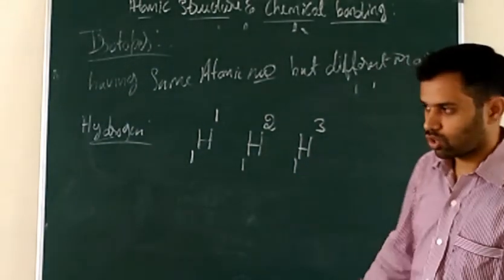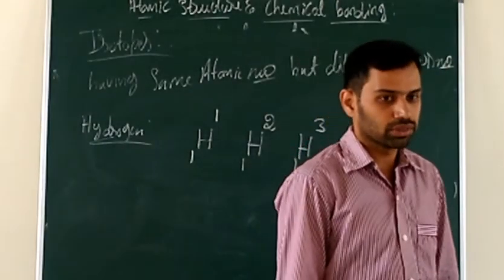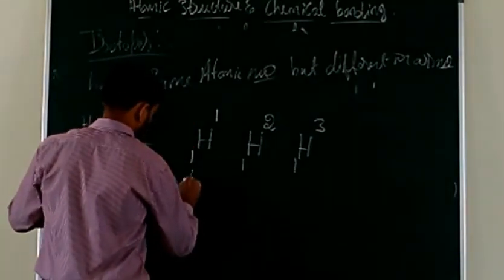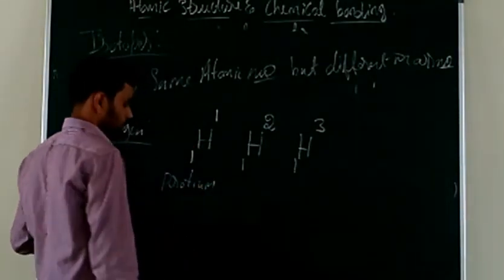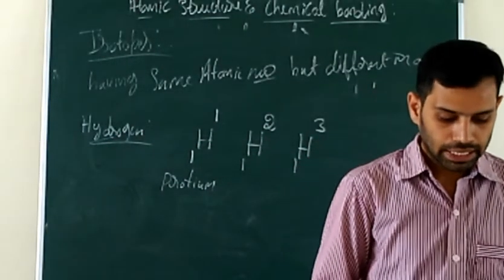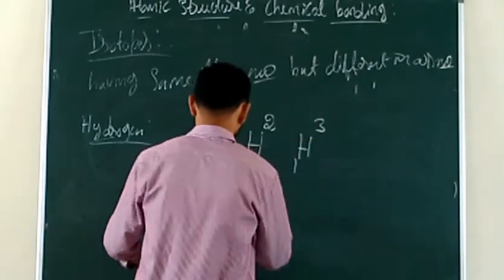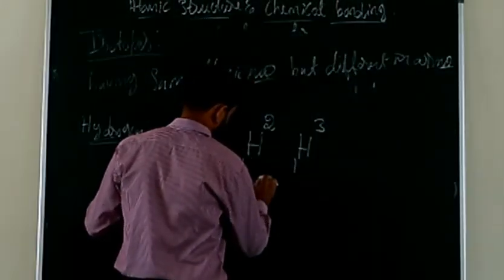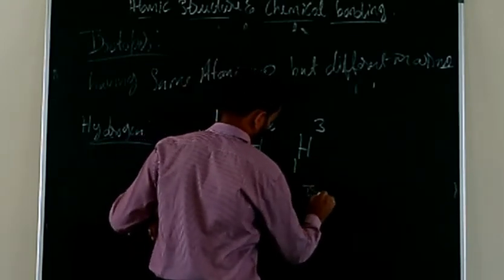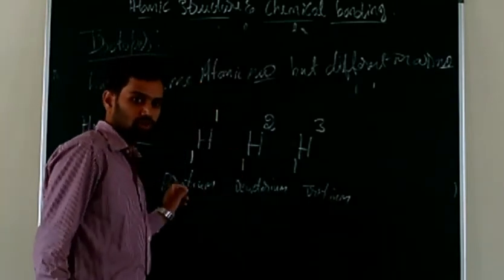So the first one is called protium. The second one is called deuterium. And the third one is tritium. These are the isotopes of hydrogen.